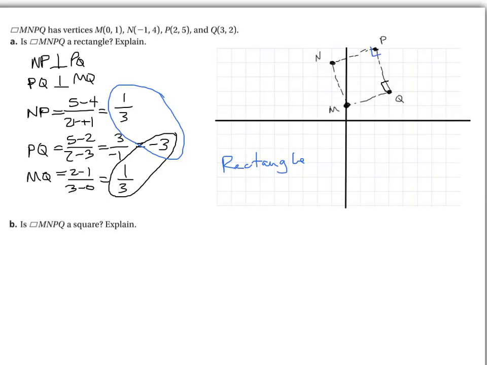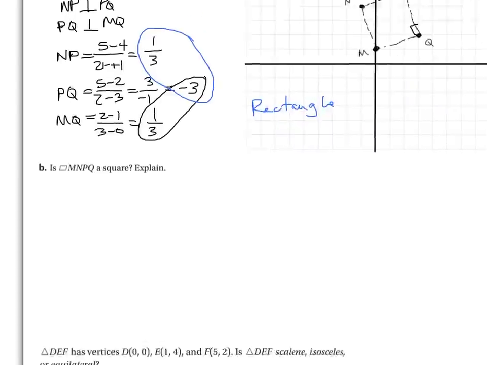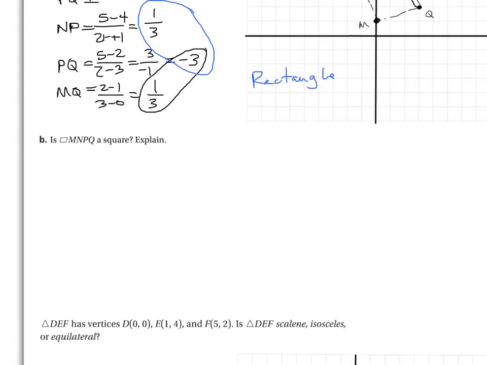Now, another thing that you could do is see if all the sides are congruent, which is what is leading to letter B. Is this a square? Okay. So, in order to see if it's a square, I know that my angles are all right angles. Are my sides congruent? So I've got to find the distance of these values: PQ, NP, MQ, and MN.